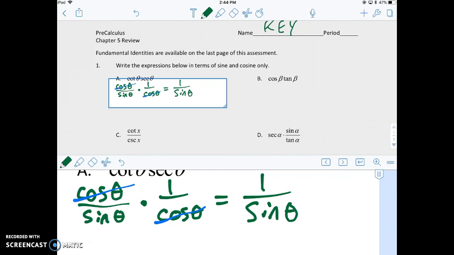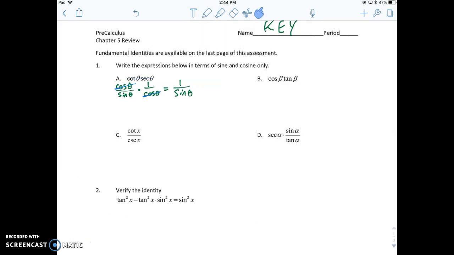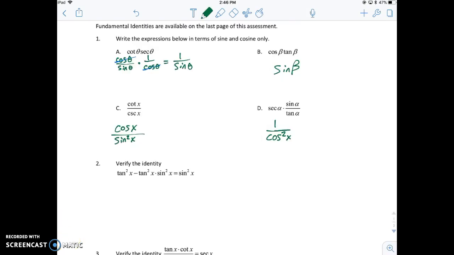If you would like to pause the video here and try parts B, C, and D on your own, go ahead. Alright, so the answers for B, C, and D are shown here. If you have questions, please let us know. But moving on to number 2, 3, and 4.